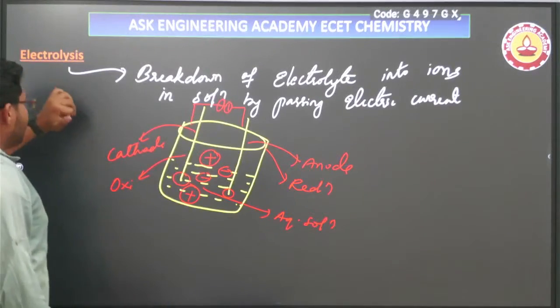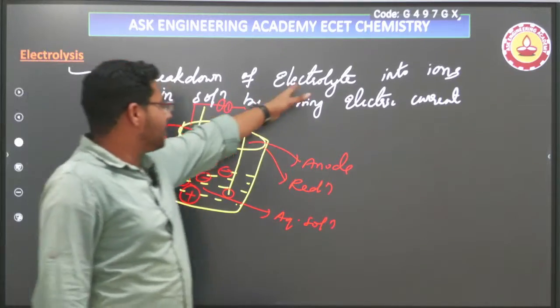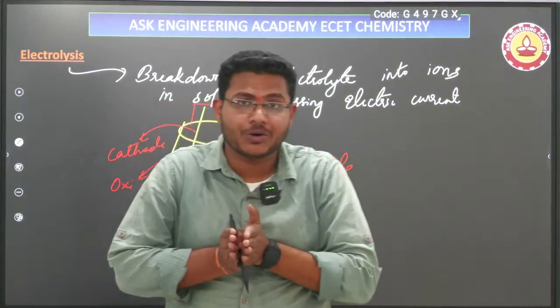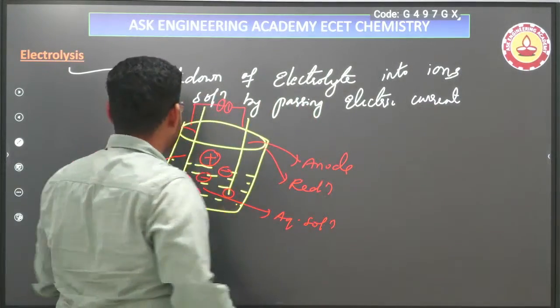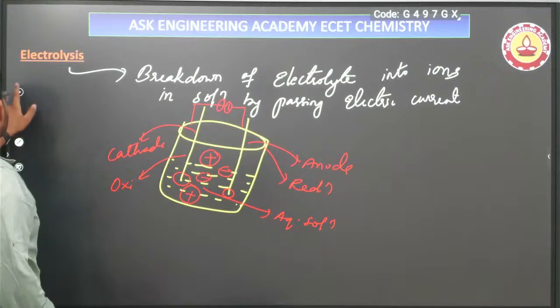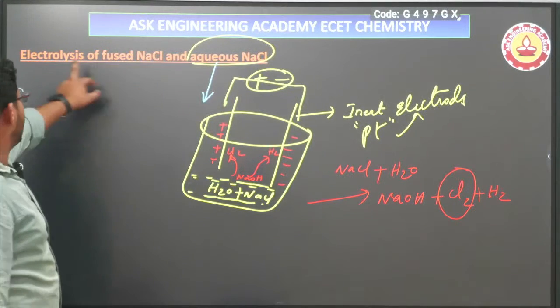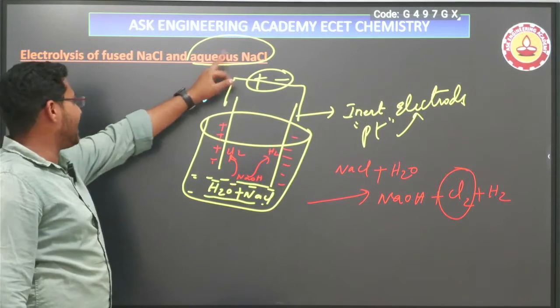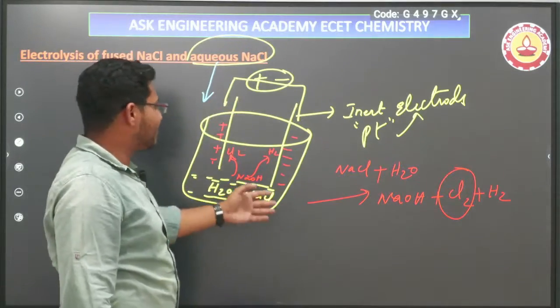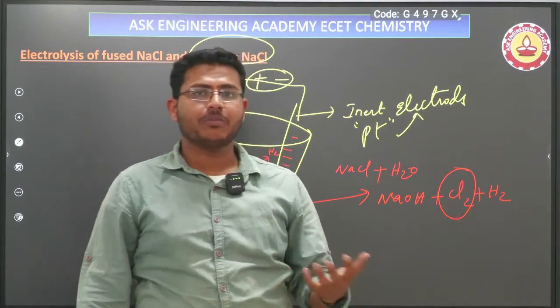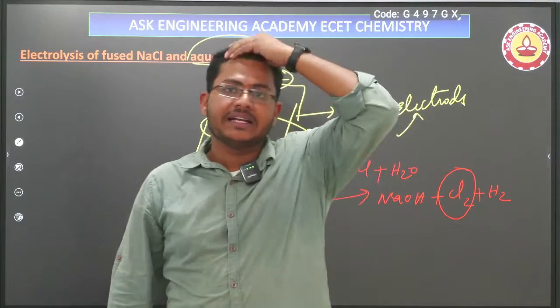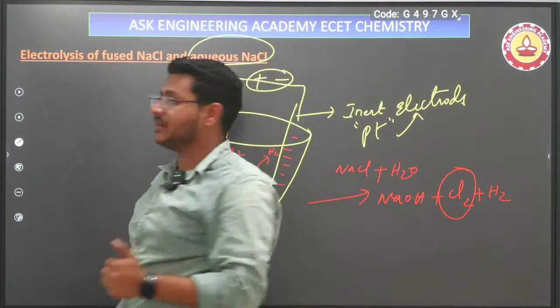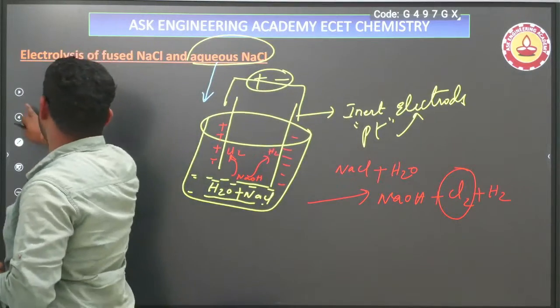Now, what is meant by electrolysis? Electrolysis means breakdown of electrolytes into ions when electricity is applied. Electrolysis is of two types: electrolysis of fused NaCl and aqueous NaCl. We already clearly explained what products are formed at the end of electrolysis of fused NaCl and of aqueous NaCl.